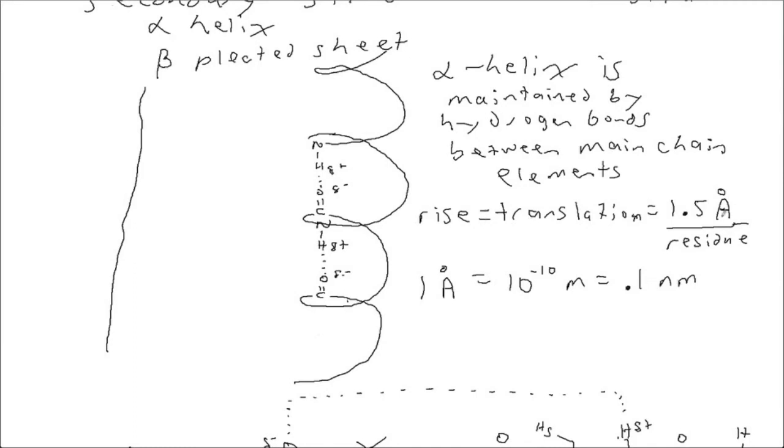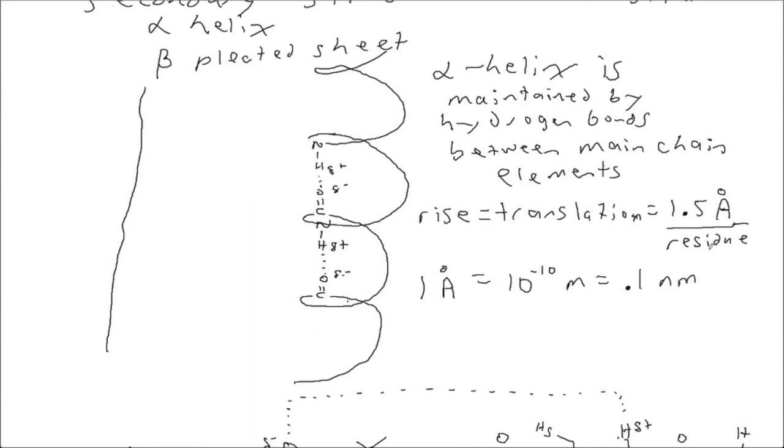So what I'm saying here is each amino acid on average in an alpha helix is 1.5 angstroms higher than the previous one. This is only for alpha helixes. You probably need to memorize this number for your course. We'll see why in a moment. So there's a rise of 1.5 angstroms per residue.